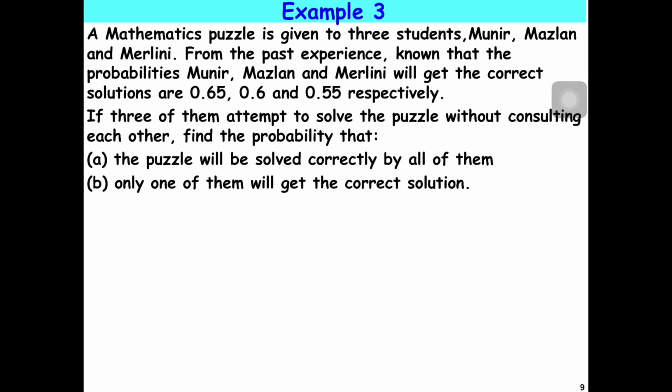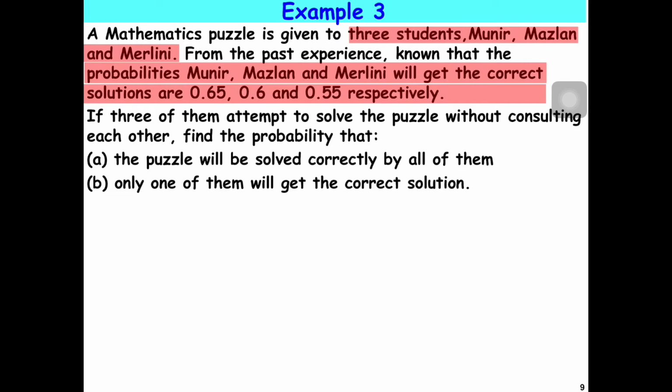A mathematics puzzle is given to 3 students, Munir, Mazlan, and Marlini. From past experience, it is known that the probabilities that Munir, Mazlan, and Marlini will get the correct solutions are 0.65, 0.6, and 0.55 respectively. If the 3 of them attempt to solve the puzzle without consulting each other, find the probability that A, the puzzle will be solved correctly by all of them, B, only one of them will get the correct solution.